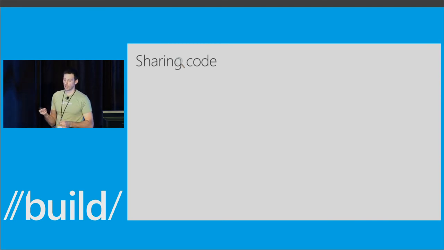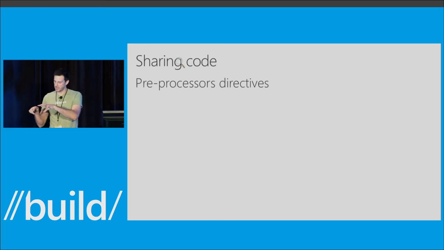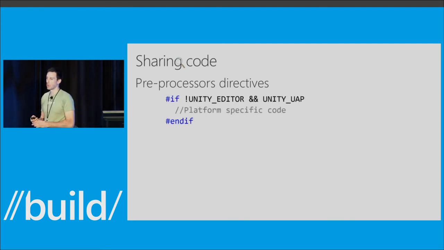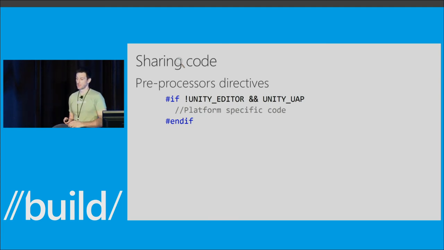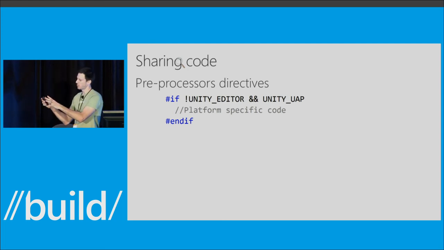All right, next, sharing code. When you have platform-specific code that you want to run this way on one platform and this way on a different platform, you can use preprocessor directives inside of Unity. And there's a whole bunch of them that are built in. This one would say, if I'm building for Unity UAP, the name hasn't been changed yet here, imagine for me the A's a W, that's UWP. So if we're building currently for UWP and I'm not running in Unity's editor, then go ahead and compile that bit of code into there.